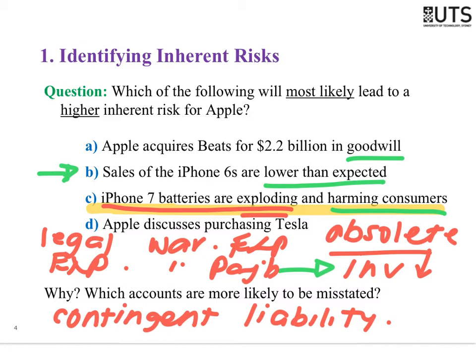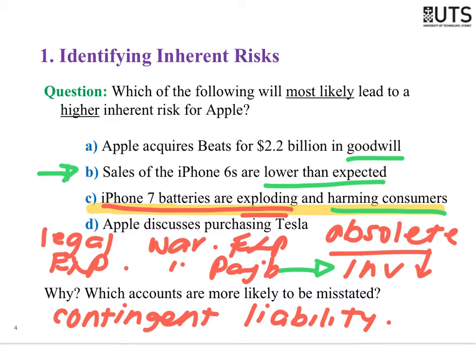Because it means that they might not achieve the objectives they had set for themselves. But remember, inherent risk is the risk of material misstatement, the numbers being wrong. If the sales are lower than expected, that's not the number being wrong. That's an issue of the business not meeting the objectives that they had.